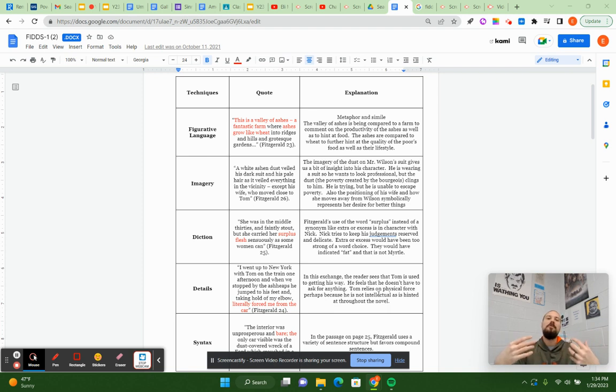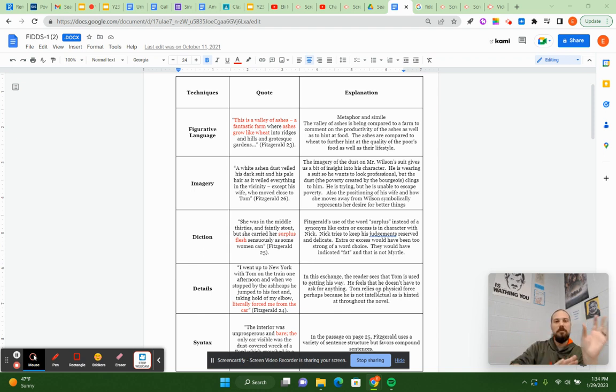But the valley of ashes conveys that this isn't a place we want to be, right? It seems very dirty, very grimy, just kind of gross. And that word ashes is very important, because ashes makes us think, okay, this is the stuff that's left over after things have been burned and destroyed. And then you've got a fantastic farm, right? Which is a kind of alliteration. A fantastic farm. It's a farm, but it's fantastic.